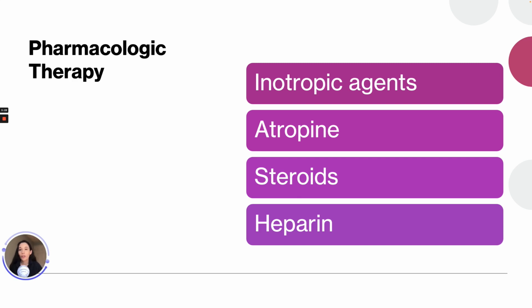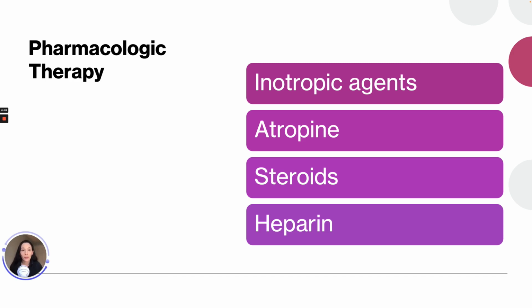There's different pharmacological therapies we can use to help patients who are undergoing neurogenic shock, which include inotropic agents such as dopamine, which can be used for fluid resuscitation. Atropine is given by IV to manage severe bradycardia. Steroids may be used, which will be given in high doses within 8 hours of the commencement of neurogenic shock.